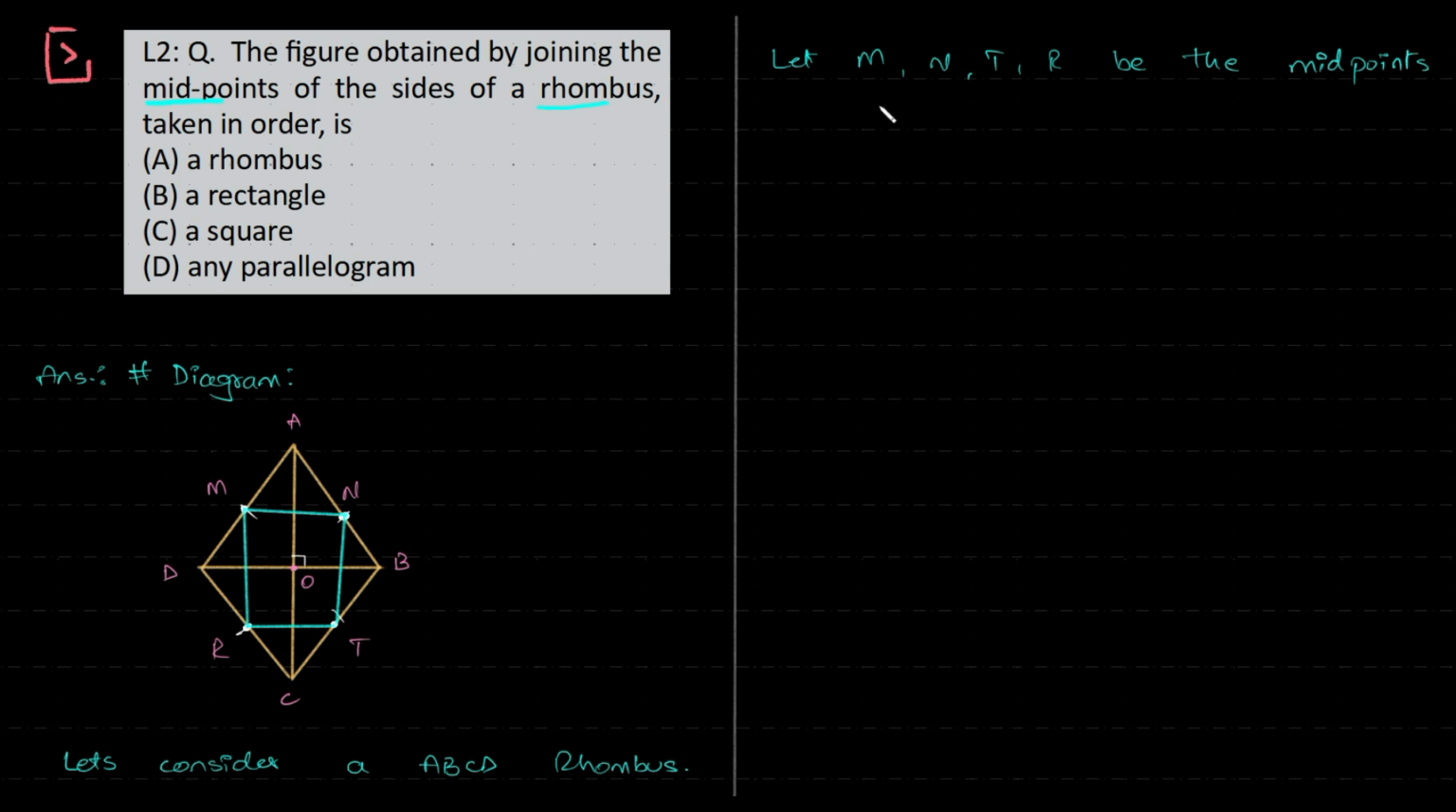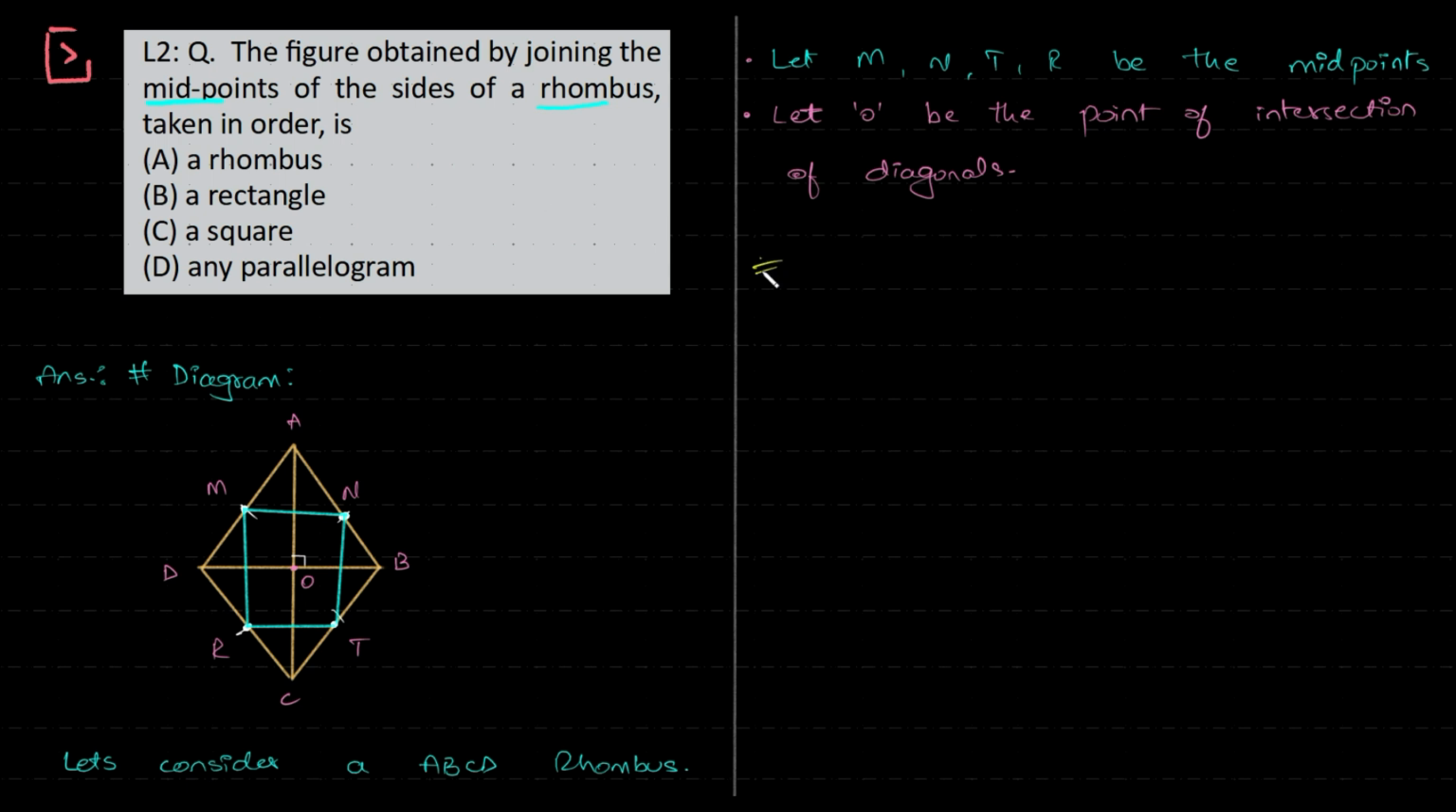Then what else do we have? Let O be the point of intersection of the diagonals. Again, all this answer is only required for your 2-marker question, right? So the diagonals meet at a point O. Okay, all well and good.